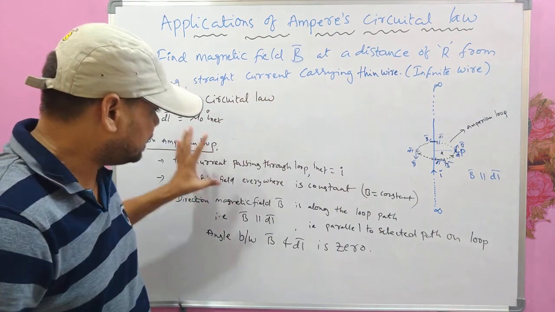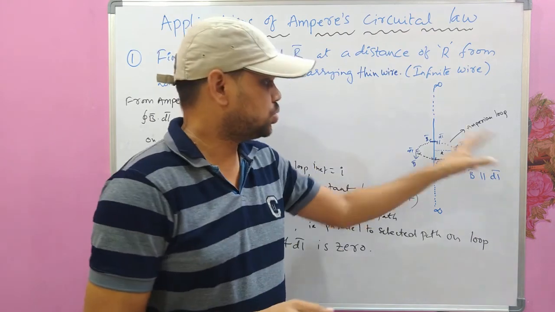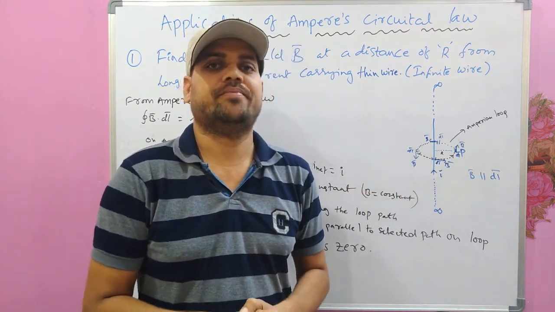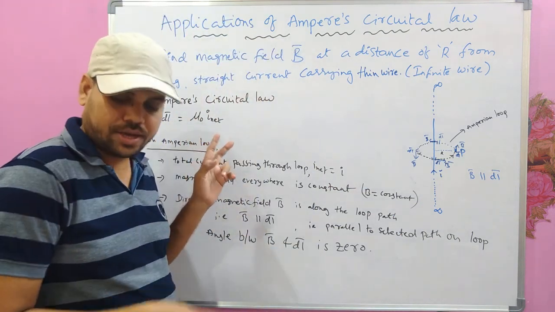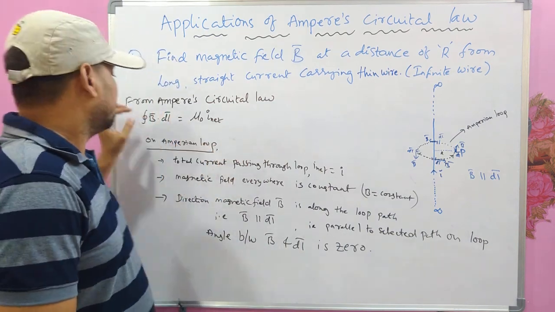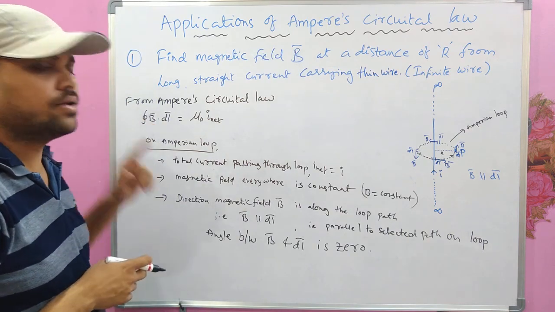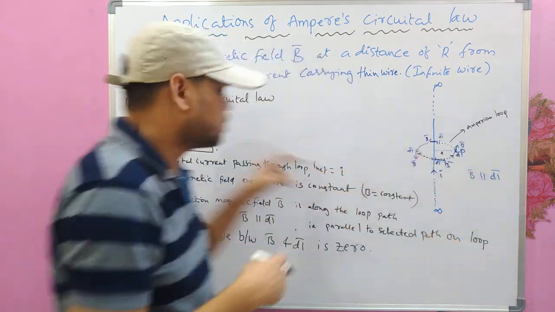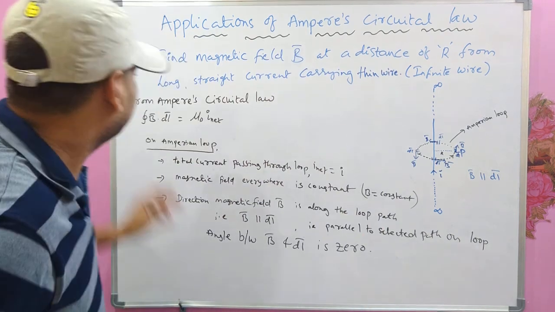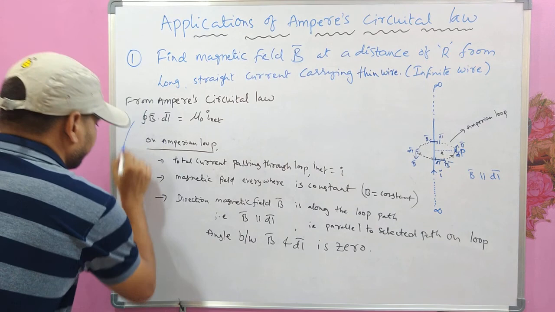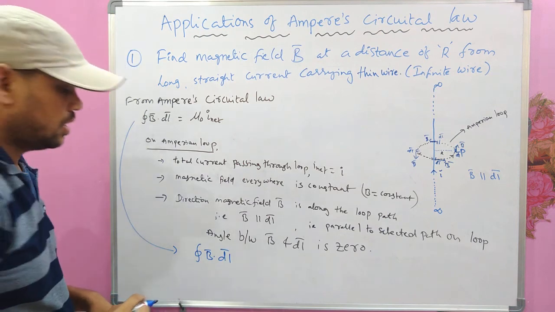Okay, so with the help of these points that we have observed on this Amperian loop, which we have drawn passing through the point where we are finding the magnetic field, now we will apply Ampere's circuital law. From Ampere's circuital law, the closed line integral of B dot dl along this Amperian loop is equal to mu naught I net, right?